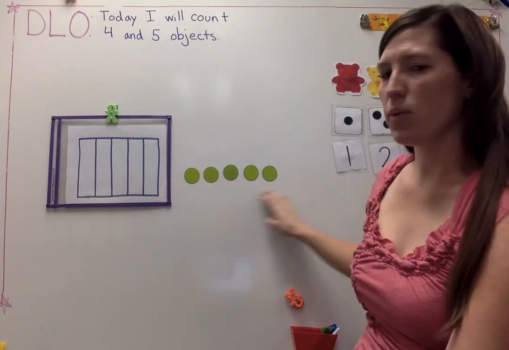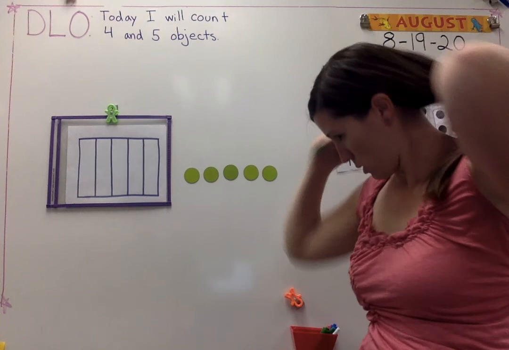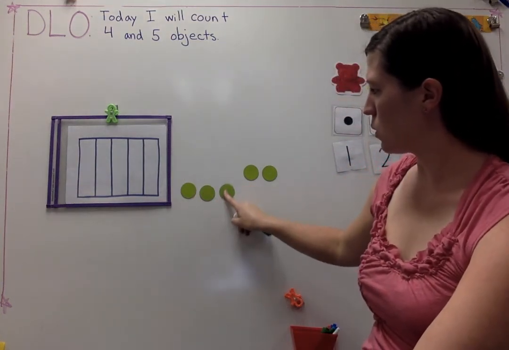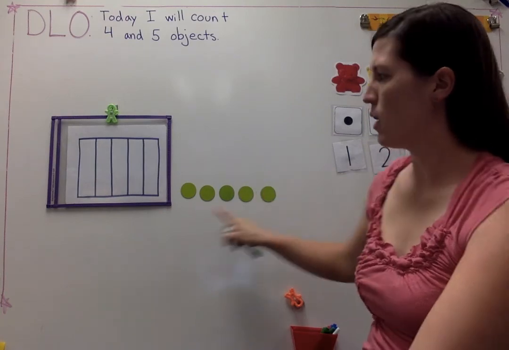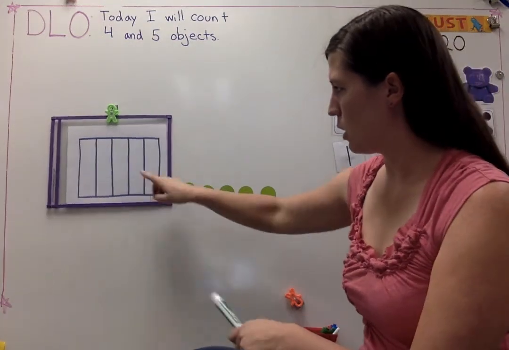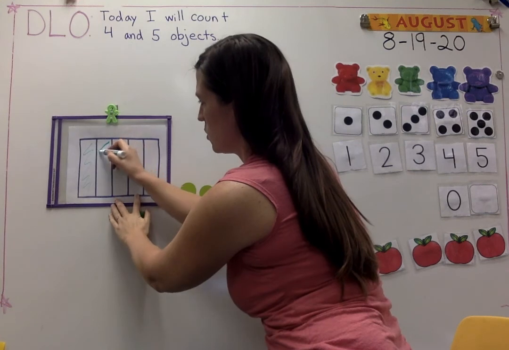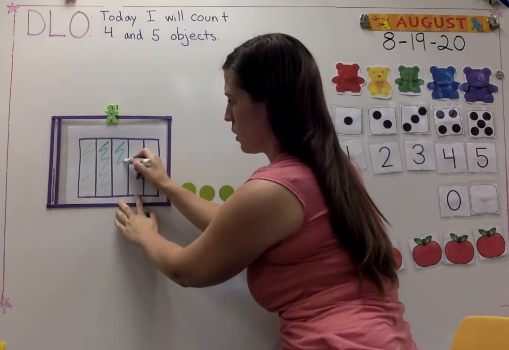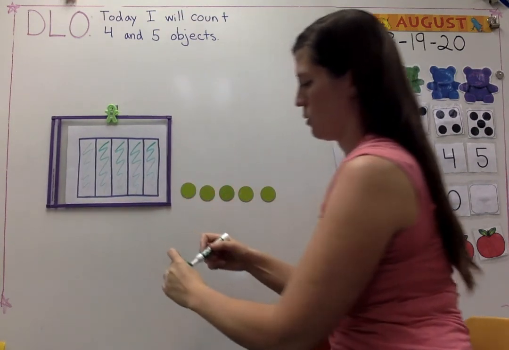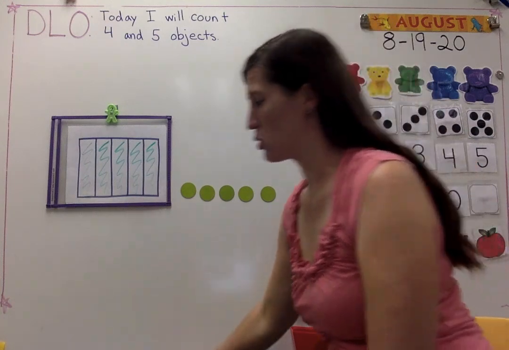I'm going to count these and then mark in my boxes. I'll go first. 1, 2, 3, 4, 5. How many do I color in? 5. Because I counted 5 here, I'll mark in 5 here. Count with me. 1, 2, 3, 4, 5. I have 5 objects I counted. I colored in 5 objects over there.